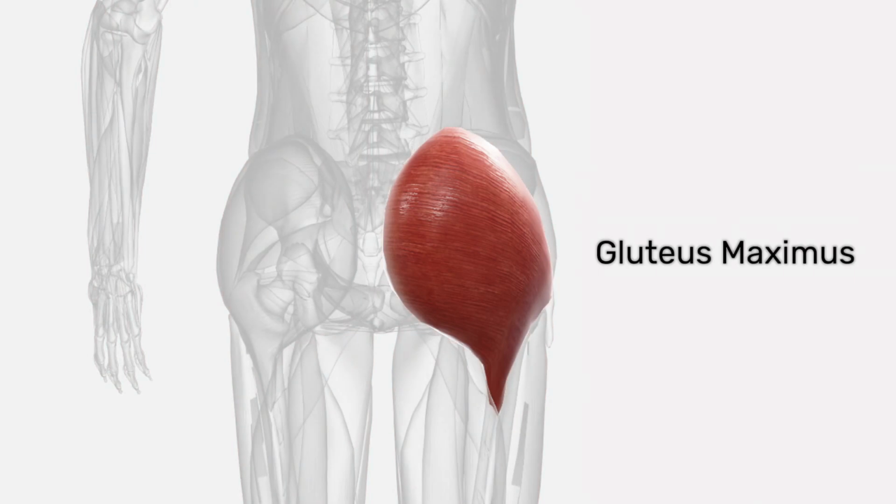The gluteus maximus or the gluteal muscles, they are your buttock muscles, and they basically counteract the movement of the hip flexors.